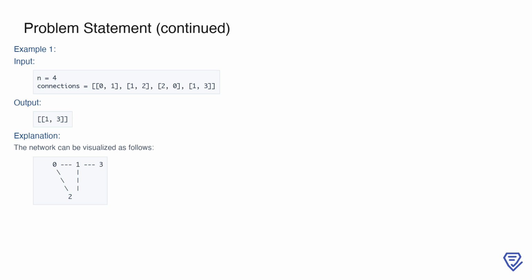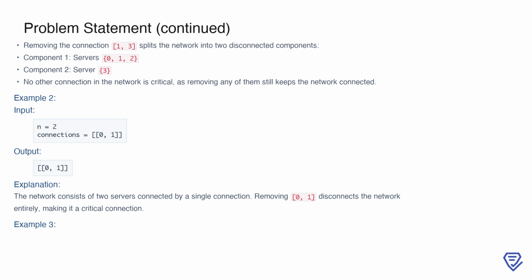In this setup, the connection [1,3] is critical because removing it would split the network into 2 separate parts. Specifically, servers 0, 1, and 2 would form one connected component, while server 3 would be isolated. To analyze this further, removing the connection [1,3] results in 2 disconnected components. The first component consists of servers 0, 1, 2, which remain connected through the remaining links. The second component is simply server 3, which is no longer connected to any other server. This makes [1,3] a critical connection.